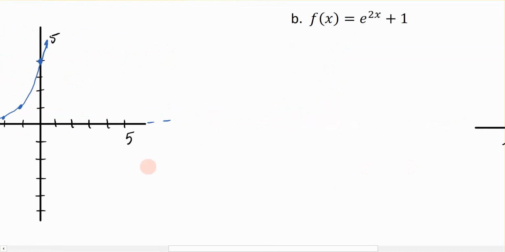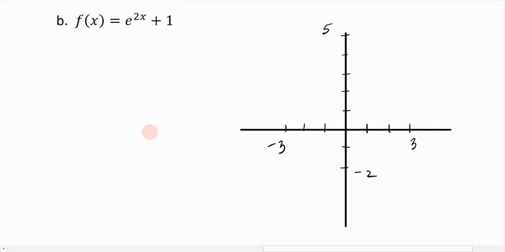Let's try one that's a little bit more difficult. Here we have the function e to the 2x plus 1. First, I want to identify what its shape is so I understand if it's increasing versus decreasing. The base a is equal to e. Remember that e is approximately 2.7, so I know that 2.7 is greater than 1, and I again have an increasing function. I know that for an exponential function, no matter what, I have a y-intercept at (0, 1) and a horizontal asymptote at y equals 0.